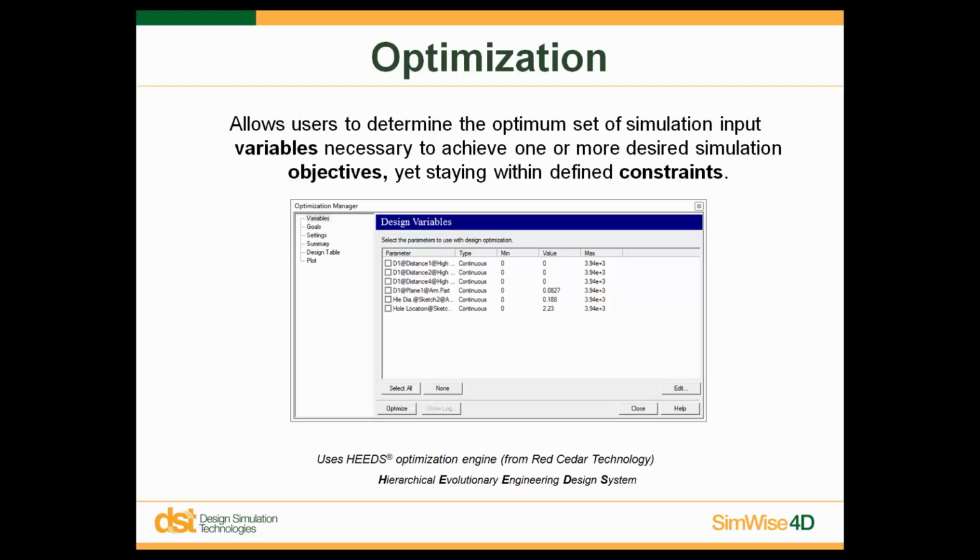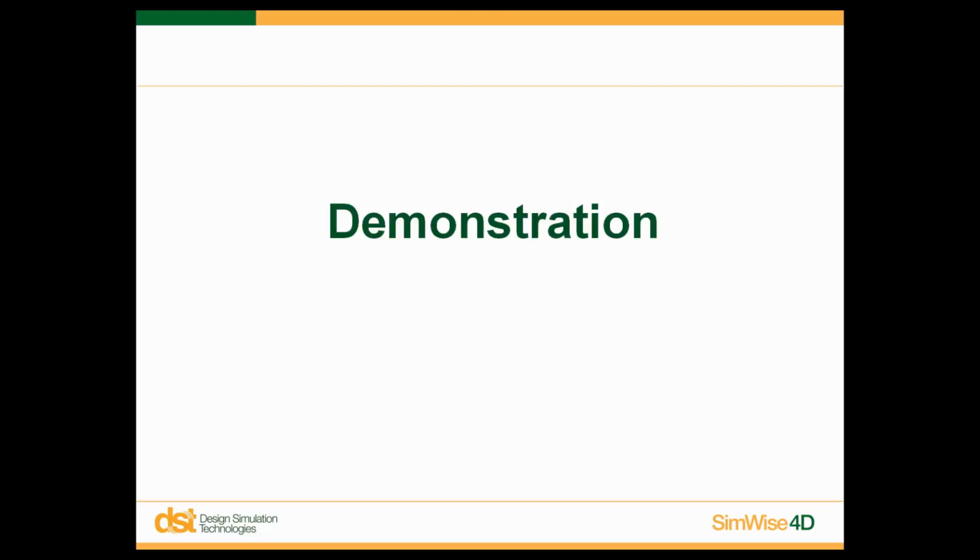And then you specify what your objective is. Perhaps it's to minimize the mass of a part that's going to be produced in high volume production, and yet you're trying to stay within a certain set of constraints. So maybe you're trying to minimize the mass of that part, yet achieve a factor of safety less than 1.5. Or excuse me, greater than 1.5. So with that said, we're going to go ahead and move on to the demonstration.